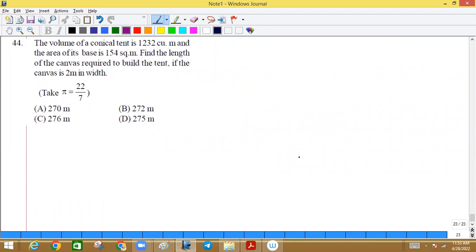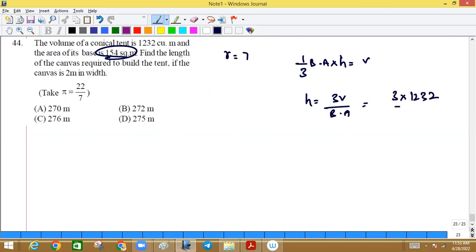The volume of the conical tent is 1232 cubic meters and the area of the base is 154. Means what is the radius of the base? The radius of the base is 7. And the volume of the conical tent is given, so see, we know volume is 1/3 of the base area into height. Height is equal to 3 into volume by base area. So I would say 3 into 1232 divided by 22 into 7, because base area is 154. I'm writing it 22 into 7. It will be easy for you to understand that.